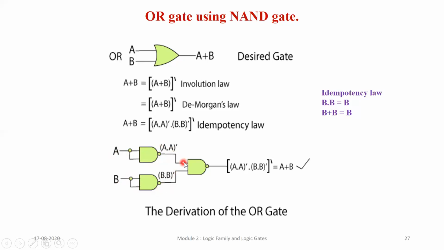Then again, I have to use only NAND gate. Suppose I give this as my first input, this as my second input. So I get A dot A complement into B dot B complement, and its complement. Now this is my De Morgan's law, which is coming into picture. What was De Morgan's law? A complement dot B complement, whole complement.